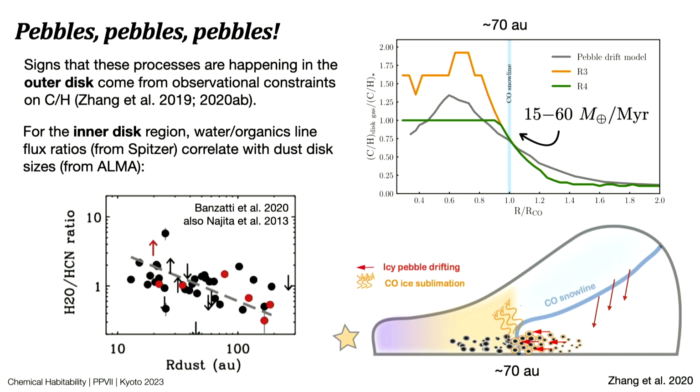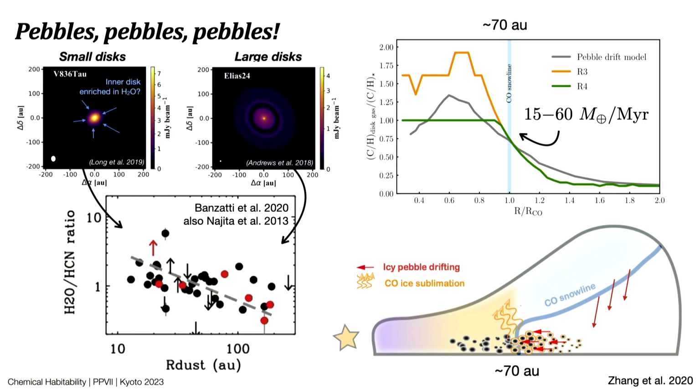If the pebbles can keep drifting, at some point they will hit the water snow line, and if they can go through that, they will evaporate and potentially bring water into the inner disk. So here, looking at a larger sample of disks, every point is a disk, and we seem to see that the chemistry in the inner disk, as traced by this Spitzer line flux ratio, responds to the size of the pebble dust disk. So a story could be that small disks on the left are more water-rich in the inner parts because they have seen this pervasive pebble drift. But it's hard to link these line flux ratios to abundances, but this is the type of story we can try to tell.